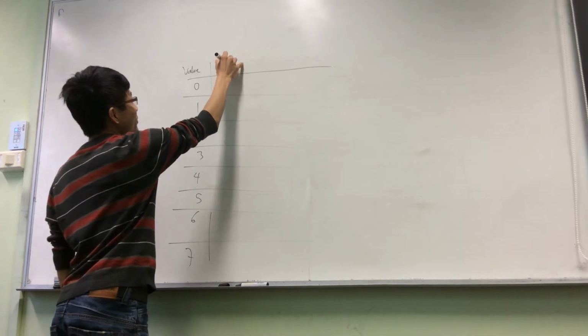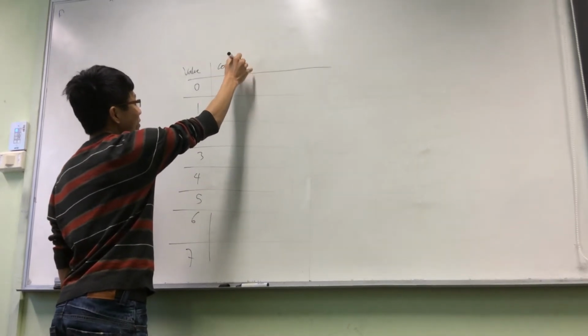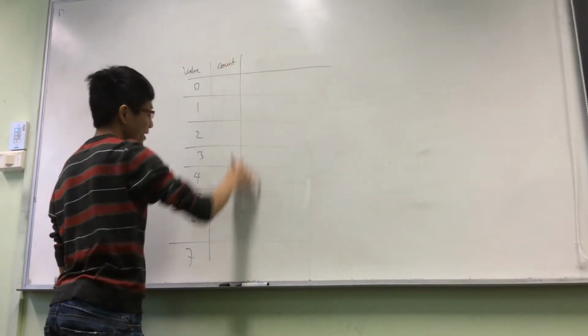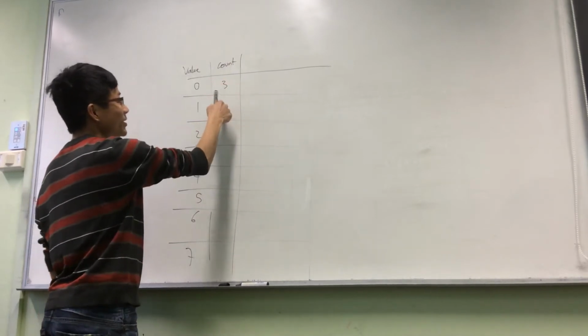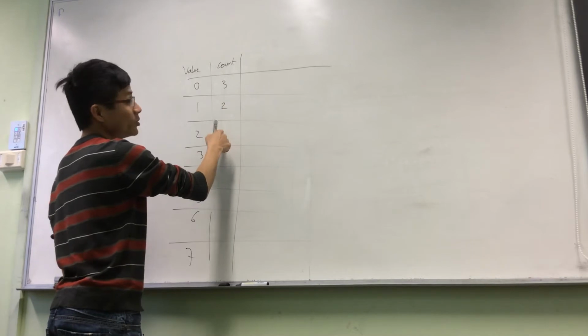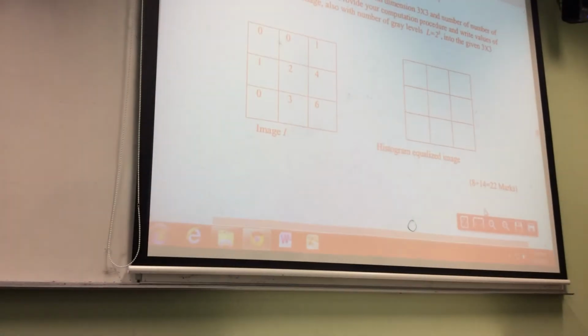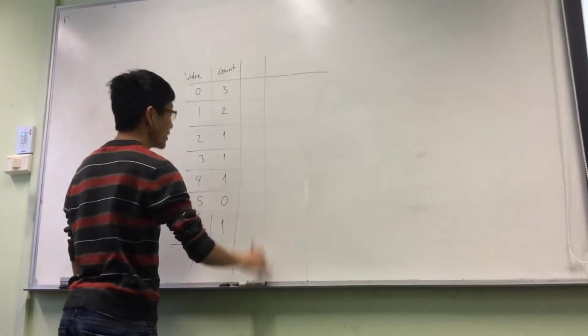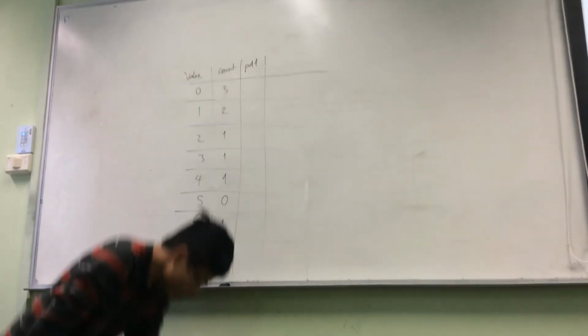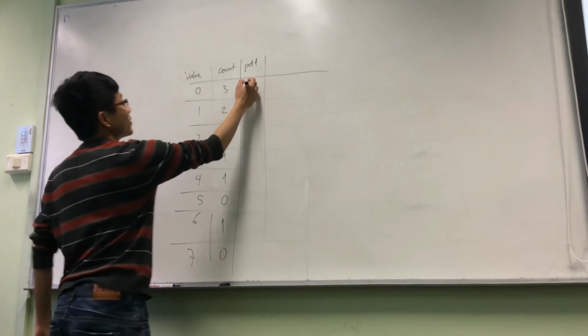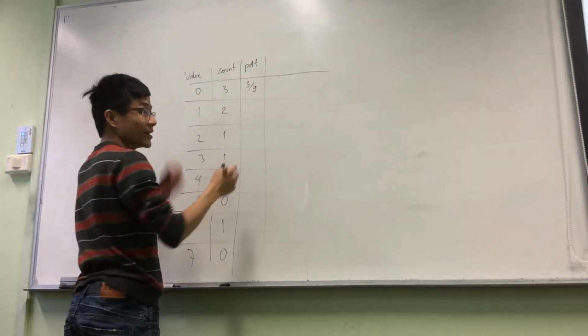How many zeros are in there? 3. How many ones? 2. How many 2s? 1. 3, 1. 4, 1. 5, 0. 6, 1. 0. Alright. Then you can calculate the PDF in percentage. So 0.33, 3/9 to make it easy.